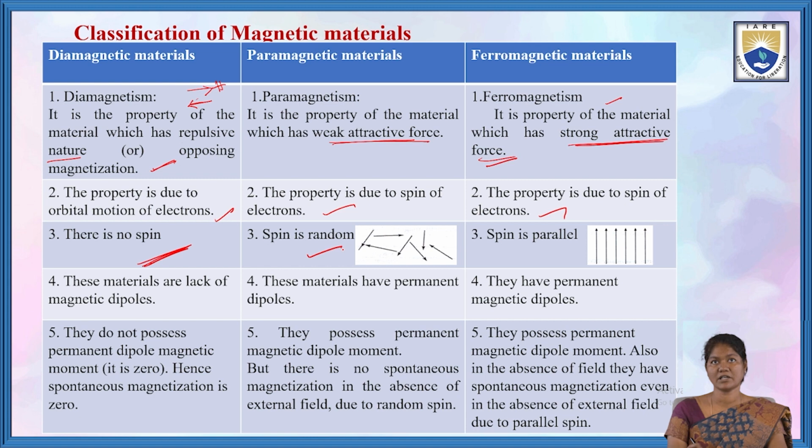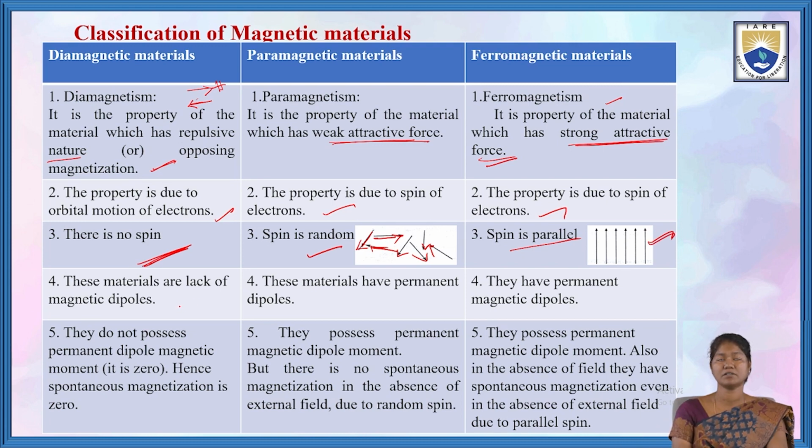Here in paramagnetic material, the spin is random. In ferromagnetic materials, spins are parallel. That's why it shows strong attractive forces. All the spins are parallel.